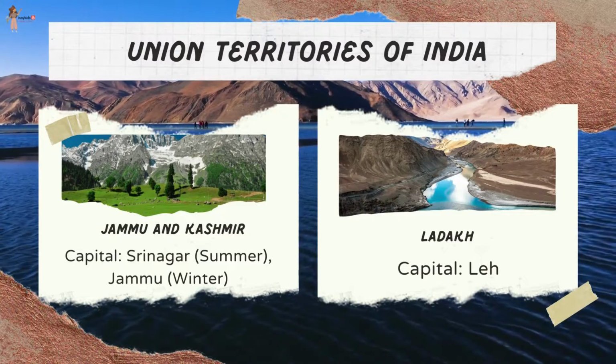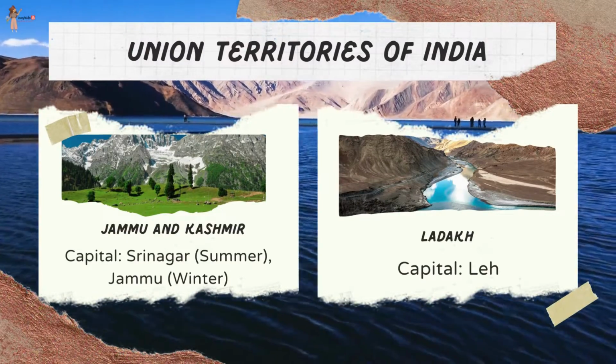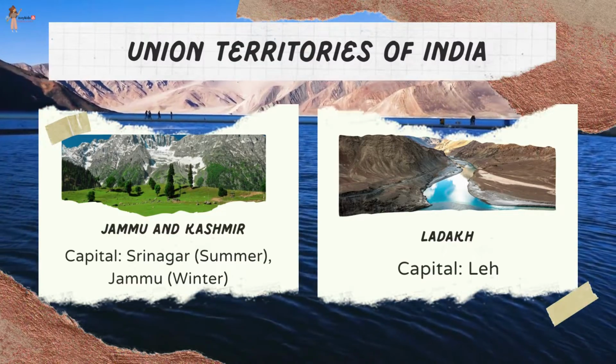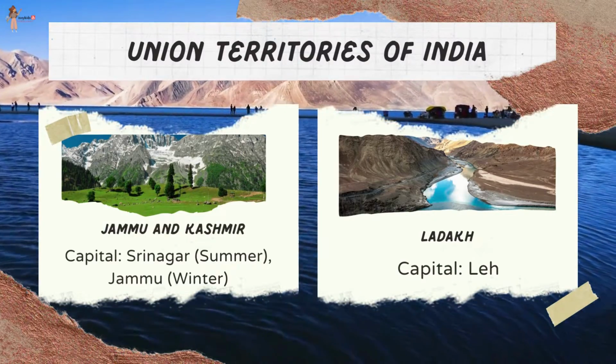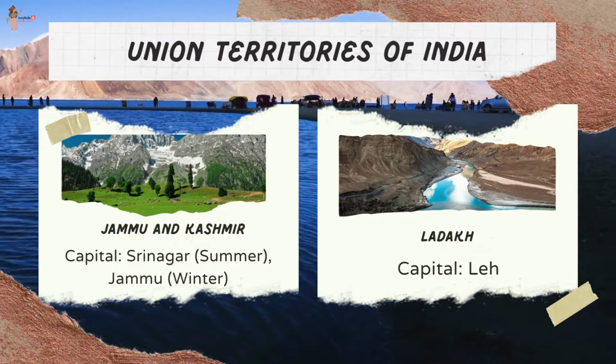The capital of Jammu and Kashmir is Srinagar during summers and Jammu during winters. The capital of Ladakh, the newest union territory along with Jammu and Kashmir, is Leh. Leh is the capital of Ladakh.